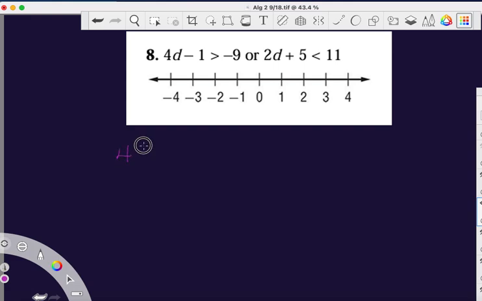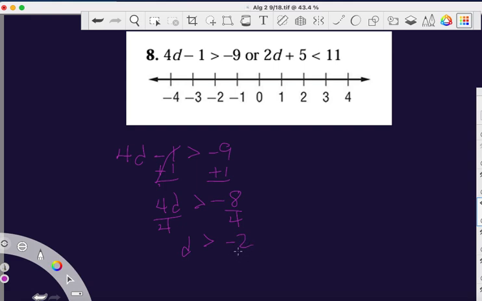One is D minus 1 is greater than negative 9. So we add 1. So negative 8 is less than 4D. Divide by 4. Everything greater than negative 2.